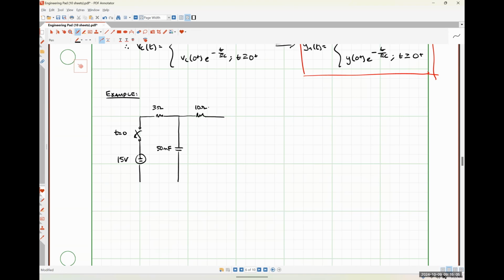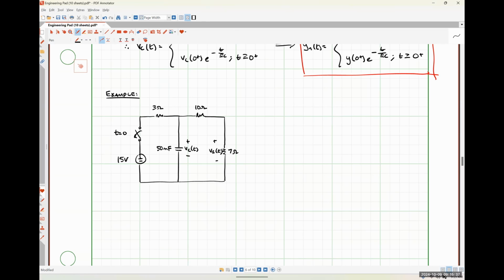Here's a 10 ohm resistor. And here is a 7 ohm resistor. And I am interested in us finding VC as a function of time, as well as this voltage VR as a function of time.